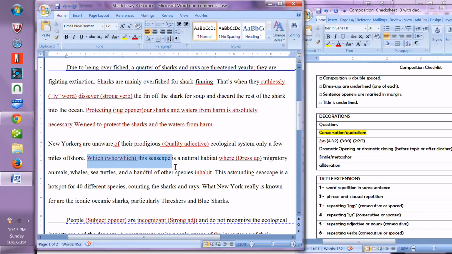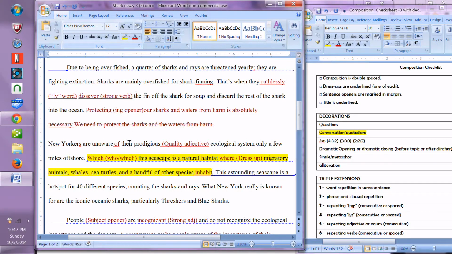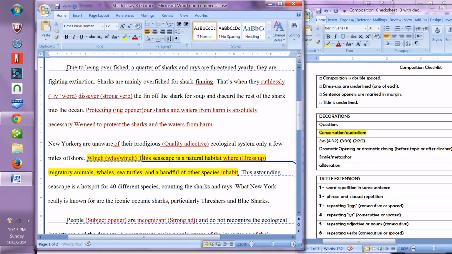This right here, this who which clause, this isn't the correct use of the who which. A who which clause is a noun clause, so it has to have a noun in front of it because it's got to modify a noun. And you've got which this seascape is a natural habitat where migratory animals, whales, sea turtles, and a handful of other species inhabit. So basically you have a clause. And that's easily fixed. We could fix it here.